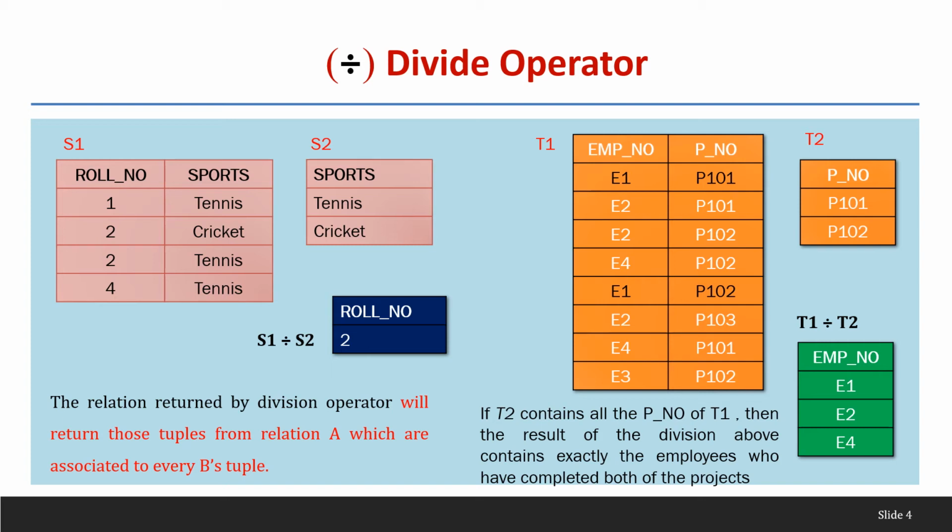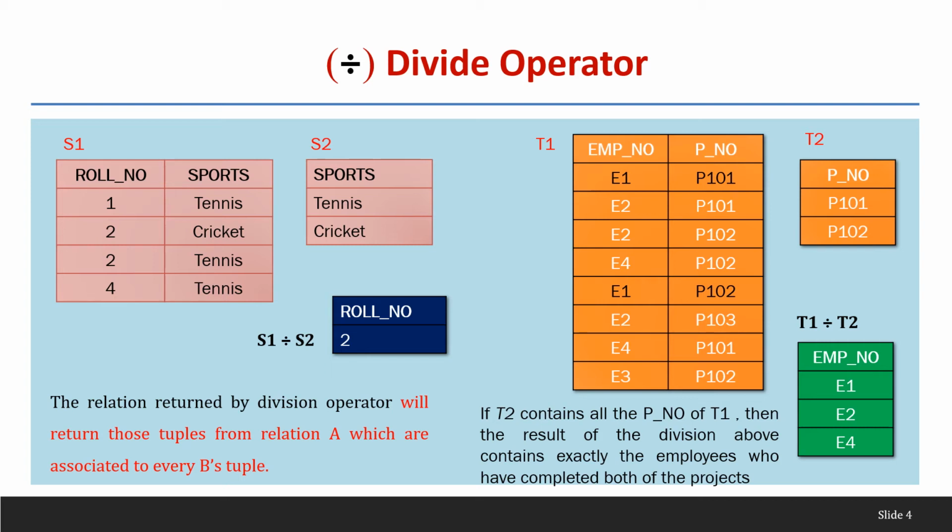Then the third tuple is E4. The combination is E4 P102, E4 P101. So that employee has also completed both the projects. So that one is also selected.